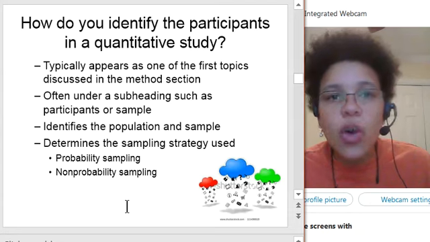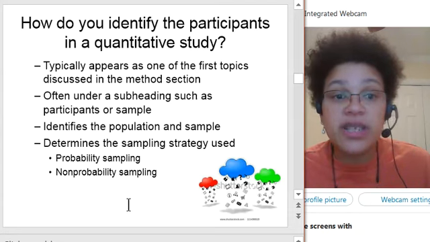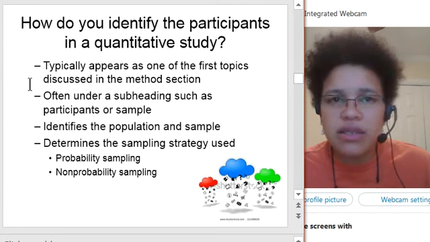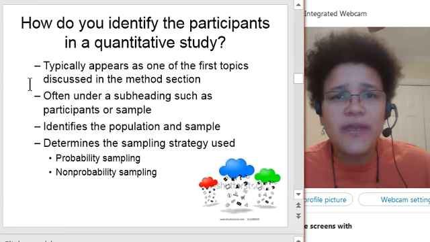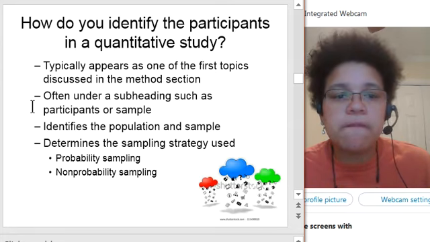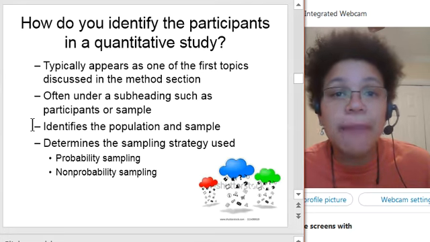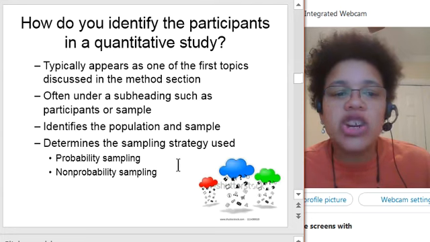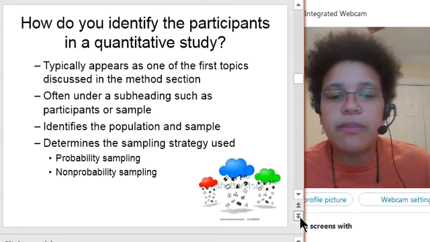So, when you're reading a quantitative study, how do you identify who the participants are? Usually, it's one of the first topics discussed in the methods section. Okay, often you can find out just from the abstract. It may be in the methods section, it may be under a subheading such as participants or sample. It usually identifies both the population and details about the sample that was studied, and determines the sampling strategy that was used and describes it, whether it was probability or non-probability sampling.